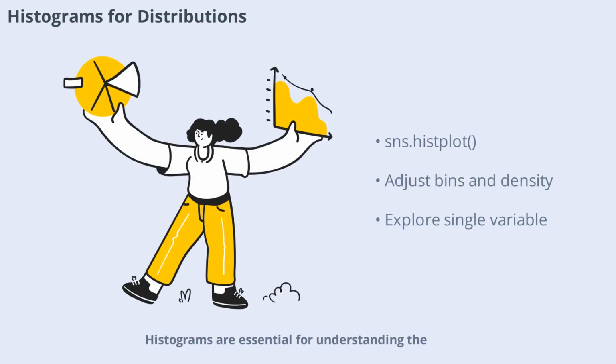Histograms are essential for understanding the distribution of a single numerical variable. In Seaborn, sns.histplot creates histograms that show the frequency of values in different bins. You can adjust the number of bins and add kernel density estimates for smoother curves. Histograms help identify skewness, modality, and outliers in your data. Let's plot a histogram to explore the distribution of total bills in the tips dataset.